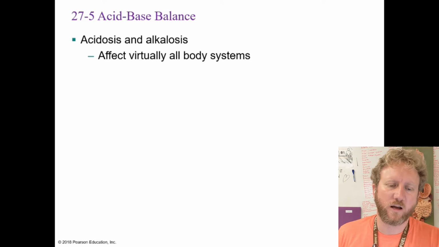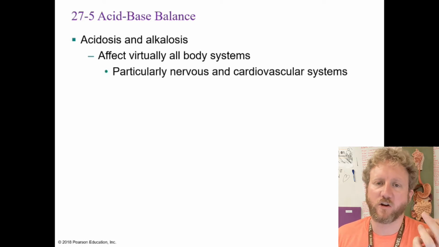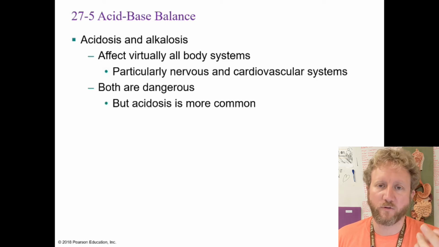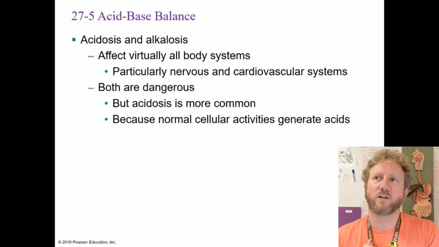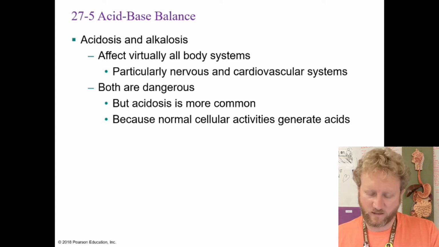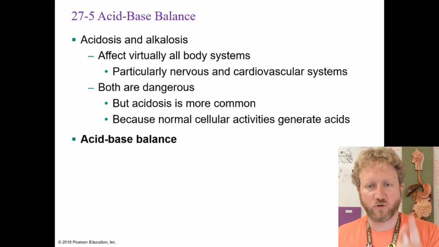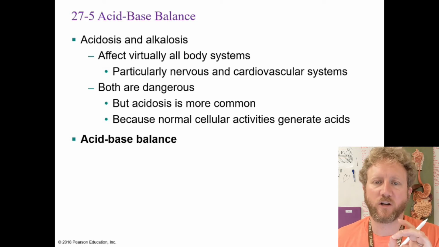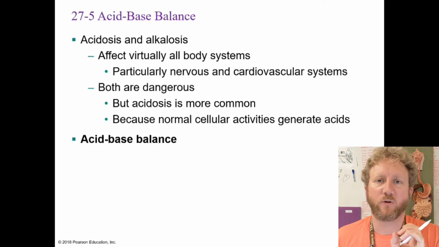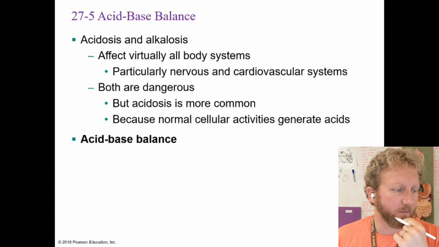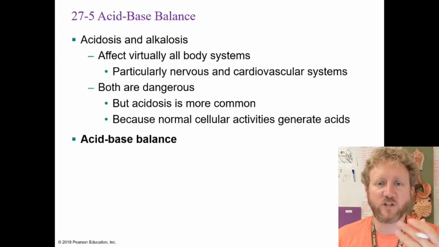Specifically, these two conditions will affect the nervous and the cardiovascular systems. Acidosis is more common, but both are dangerous, because normal cellular activities regularly generate acids. It's just more difficult to make your body alkaline, essentially. So what we want to do is control the hydrogen ions, control the pH of our cells and our bodies to make sure that things don't go out of whack.